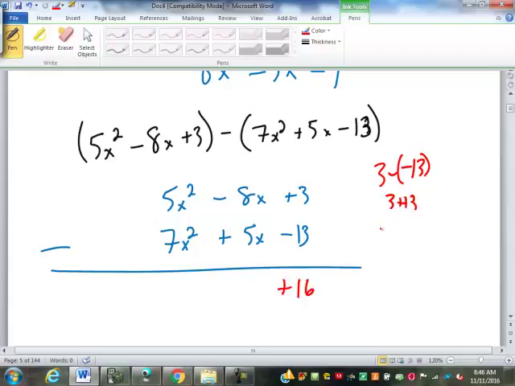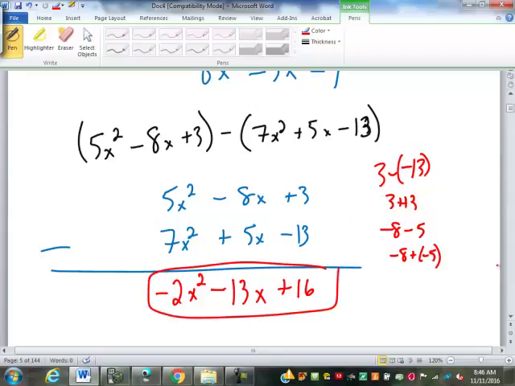Negative 8 minus 5. So you get negative 8 plus a negative 5, which is negative 13x. 5 minus 7, negative 2x squared. So you get negative 2x squared minus 13x plus 6. So it's just keeping track of the negatives that's the tough part there.